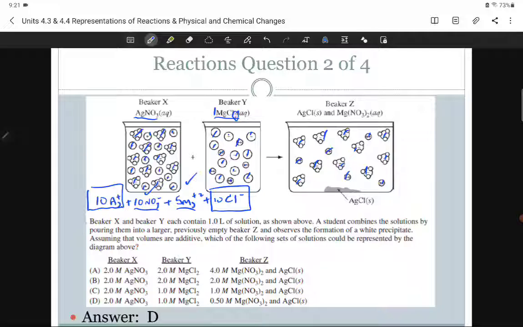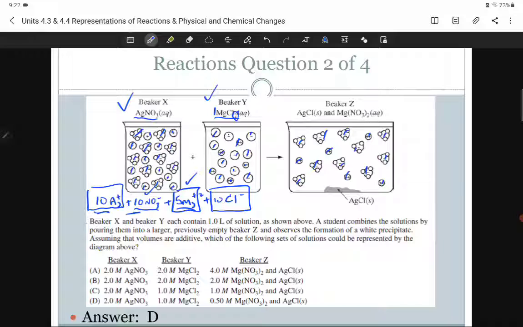So that doesn't even really help me answer this question yet, but that definitely gives me an idea about whether this particle diagram is correct. Now it looks like A, B, C, D answers all have 2 molar silver nitrate. So that means that this 10 and 10 with that volume in beaker X is for 2 molar. It looks like beaker Y has the exact same volume, and it also has 5. So that would be 2 molar.